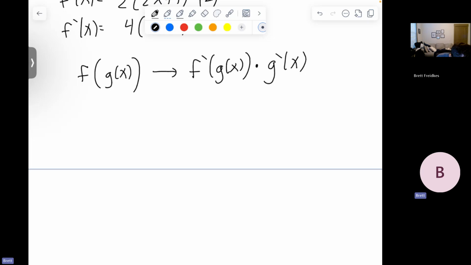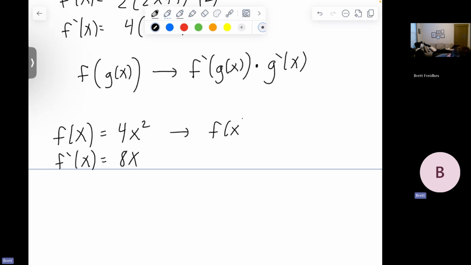Let's prove this in a different way. Let's just say that I give you f of x is 4x squared. We know the derivative. That derivative is 8x. We will keep that handy for us to confirm our work. Let's write this, though, a little bit differently to say that this is 2x squared.